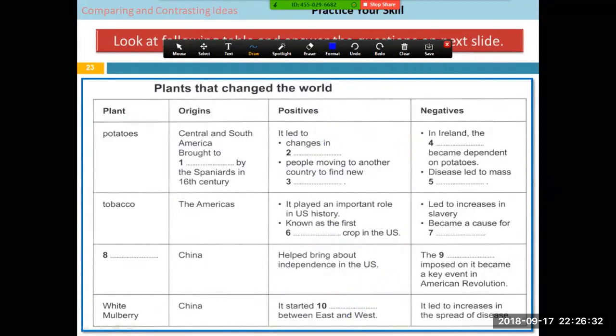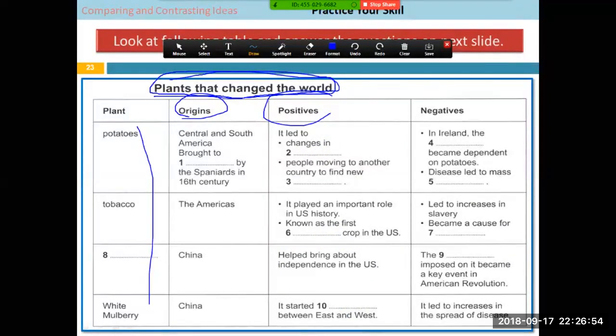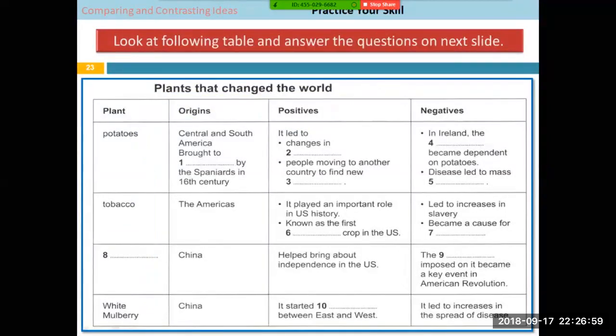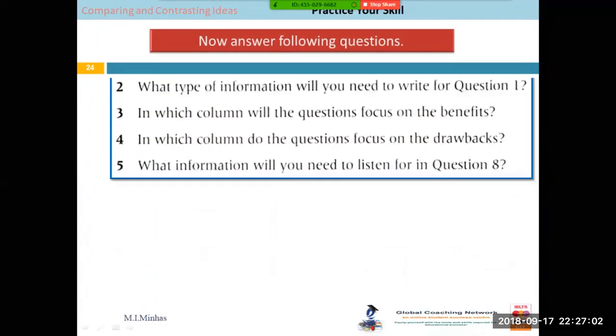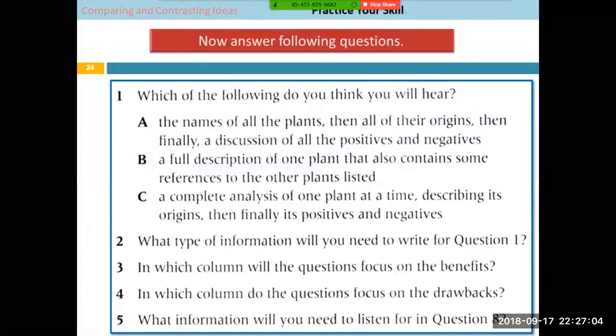Second point that I want you guys to see, it has got a heading, plants that change the world. This enlightens your brain all of a sudden as you read it. The plants that change the world. So now we know that these are the 4 plants which change the world. So there will be a talk on its origins, then positives, then negatives, and then move on to the next plant and so on. Now I want you to have a look at it and then answer me these questions. I can go back if you want to see it again.